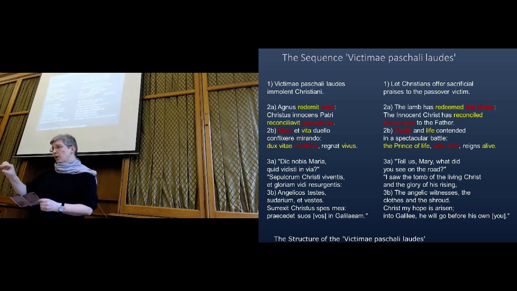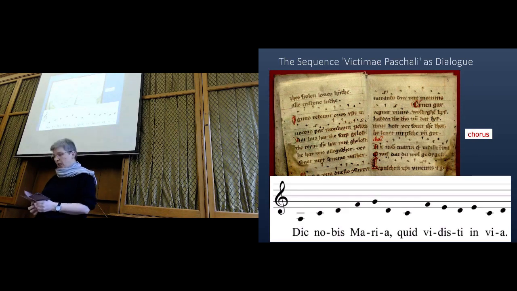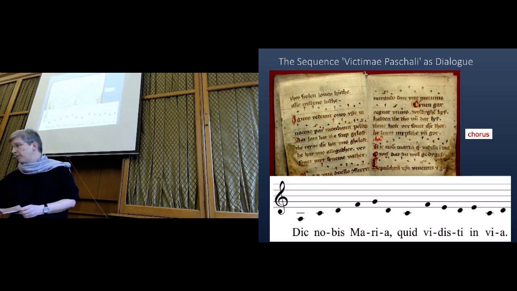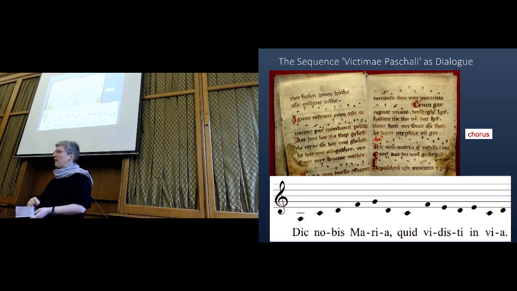And so then in verse 3 you have the apostles asking Mary Magdalene, Dic nobis Maria, quid vidisti in via? Then Mary Magdalene answering. And that is the part given then to the chorus in the Easter play from Wienhausen, where you see indicated in the rubric here, chorus. And so that's the point where you come in. So we'll practice now. I'll sing it once and then we'll repeat it twice, and you'll have three attempts at it in the play because it's made for three times lucky, a bit of a fairy tale, but also, of course, referring to the Trinity.